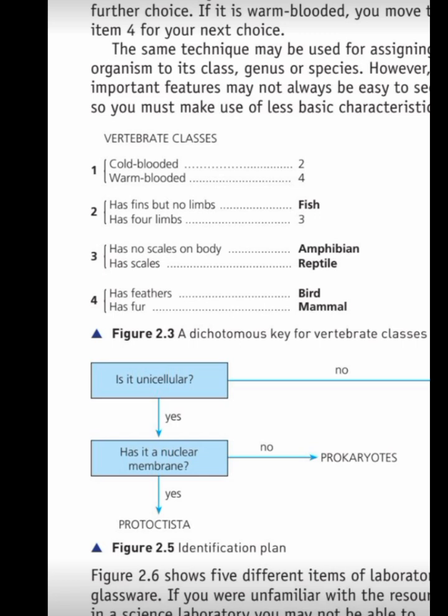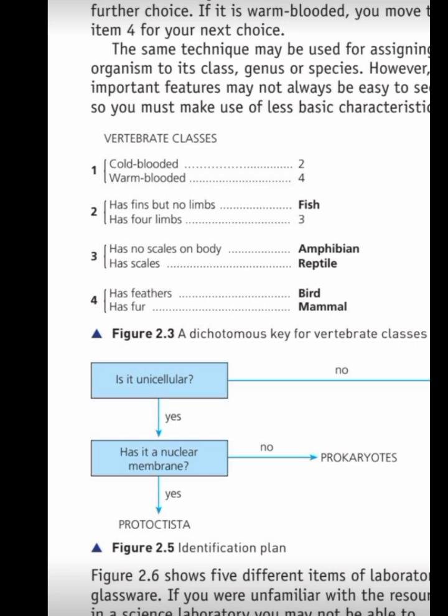Now if it has 4 limbs, this is not a fish, so we go to step 3. In this step we discuss whether the body has scales or no scales. These are the two choices. If there are no scales on the body, it is an amphibian, such as frogs and toads. These are all amphibians.